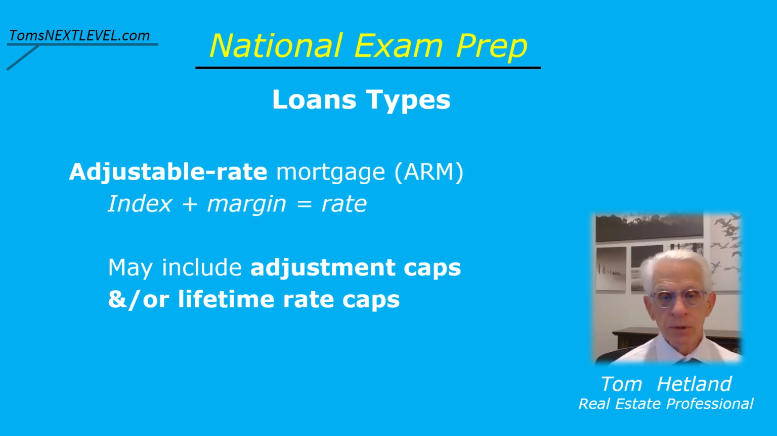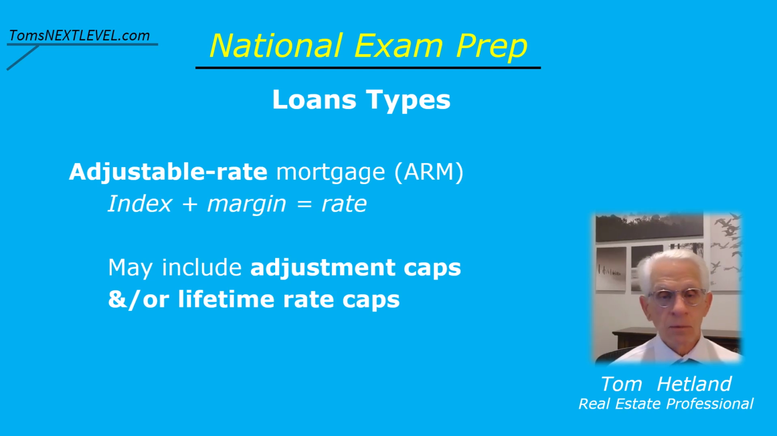You add the 4 and 2. But what would happen, and it's going to adjust every year, but what would happen at the end of that first year if the index jumped to 6? The index jumps to 6, our margin was 2, so now the interest rate will be 8, correct?